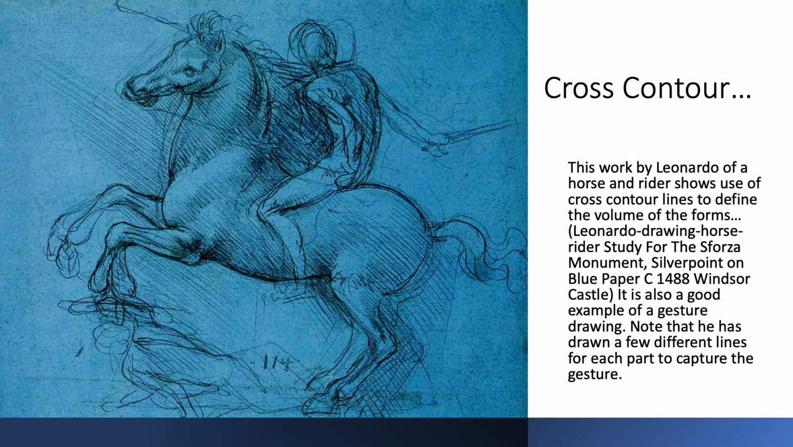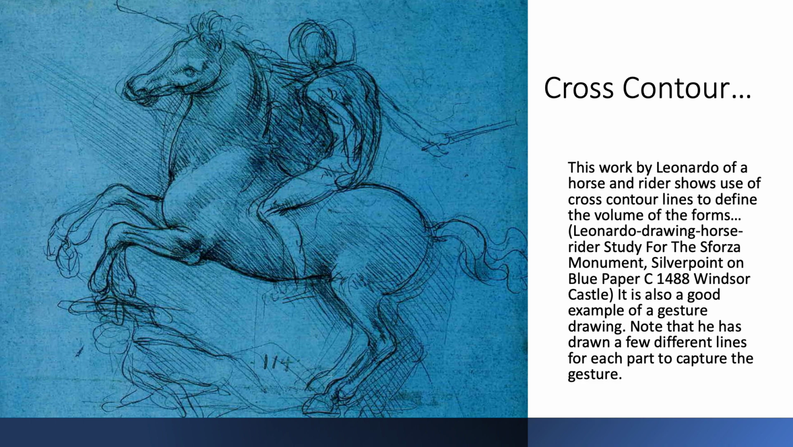Note that he has drawn a few different lines for each part to capture the gesture. So you can see he's drawn over, as I was mentioning in the implied contour demonstration. When we look at master drawings, you can still see they didn't just put one line down and it was perfect. They're drawing and then they're drawing over.